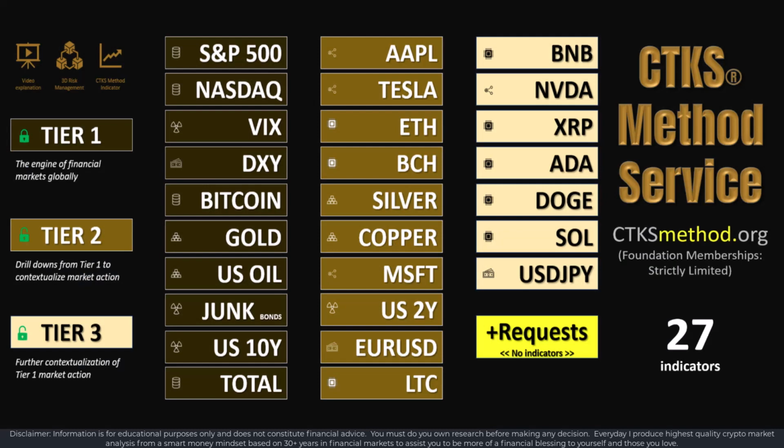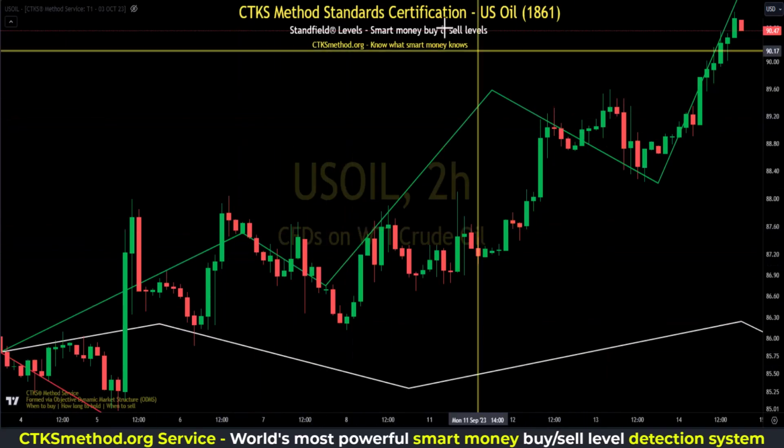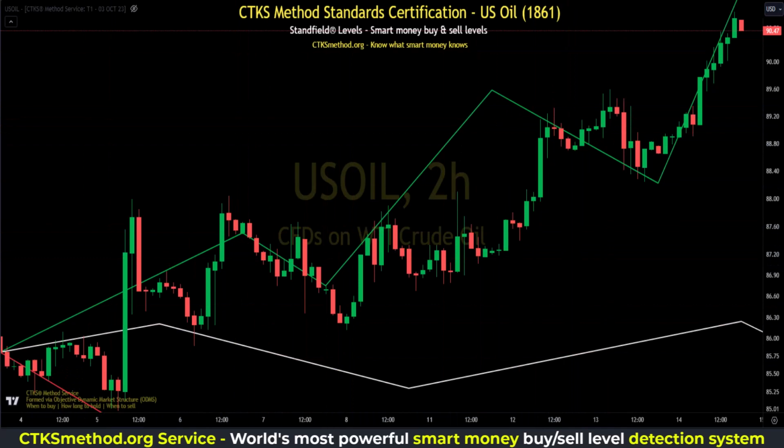The first thing to understand, there are three different tiers of charts, and all charts are intercorrelated and interconnected. The Tier 1 charts are the engine of financial markets globally. If the engine starts to splutter, you can be assured that whatever you're trading or investing in will start to nosedive. Today, I'm going to show you how to practically apply three-dimensional risk management to Tier 1, Tier 2, and Tier 3 charts. Three-dimensional risk management curves go in three dimensions: up, neutral, and down.